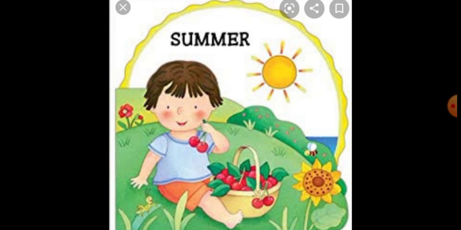Okay, then the third important season is monsoon, or southwest monsoon season. The southwest monsoon starts in the month of June and it ends in the month of September.